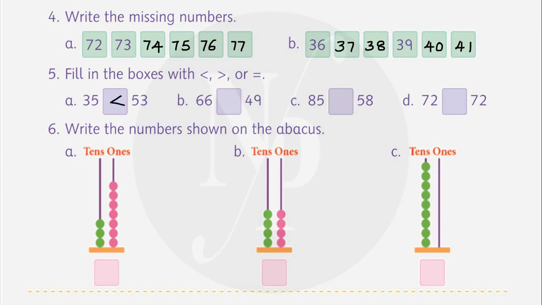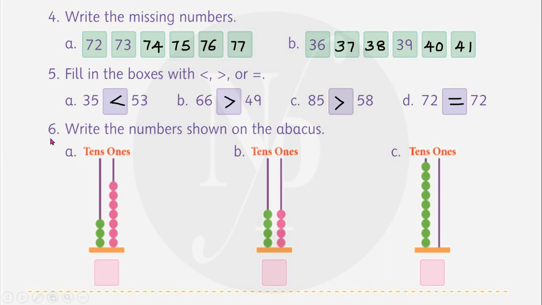B. 66 and 49 is given. 66 is greater than 49. In C, 85 and 58 are given. 85 is greater than 58. In D, we see 72 on both sides of the box. We will put an equal to sign here. 72 is equal to 72.